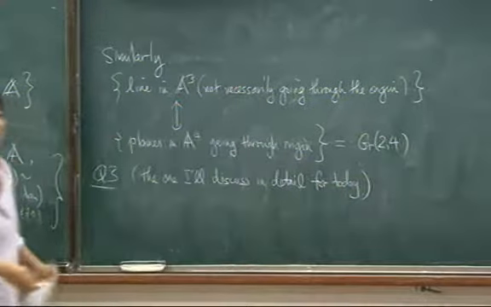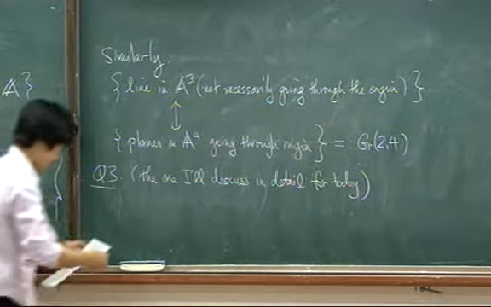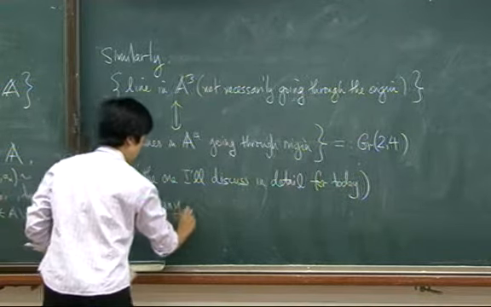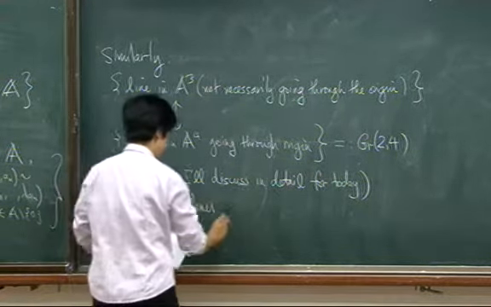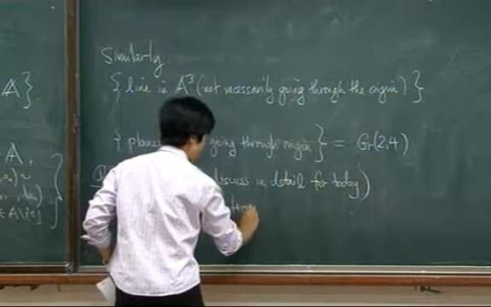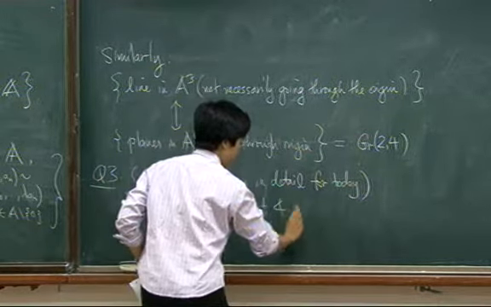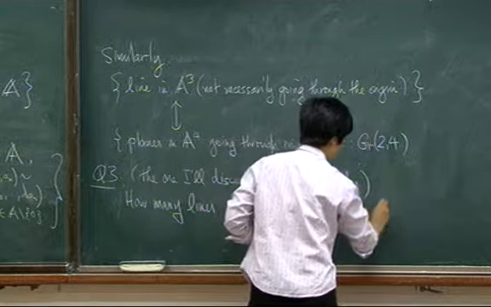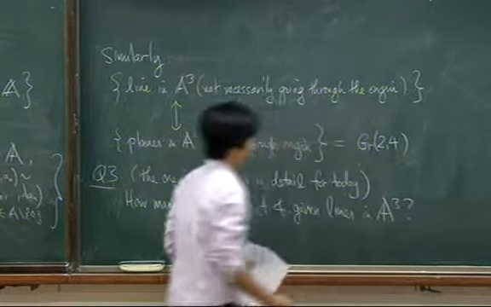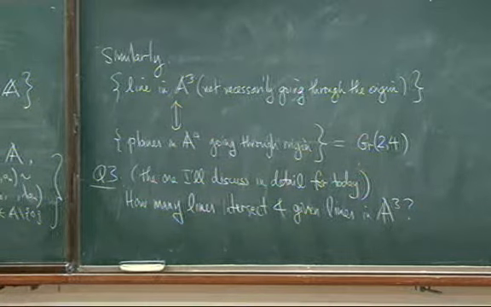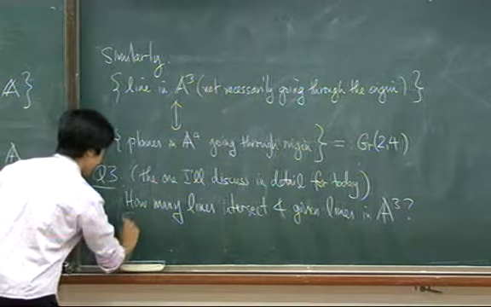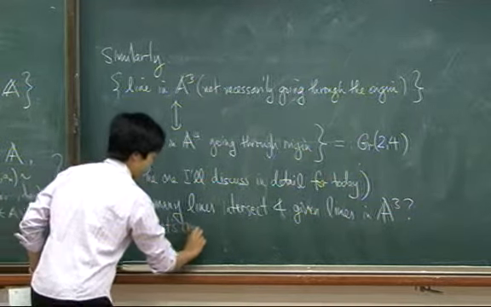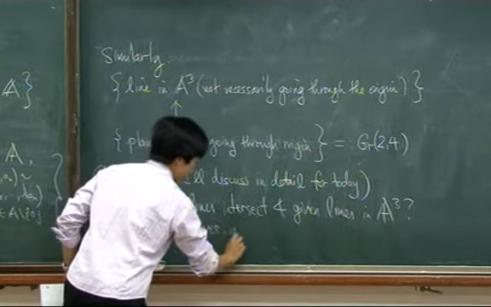It's somehow everybody's first example in Schubert calculus. It's how many lines intersect 4 given lines in A3. And Schubert's answer way back when is generically 2.